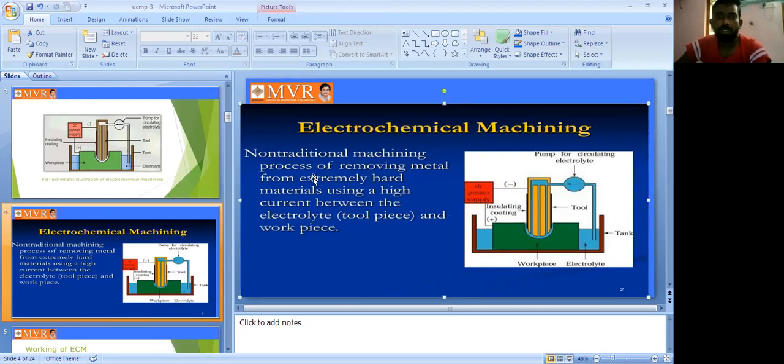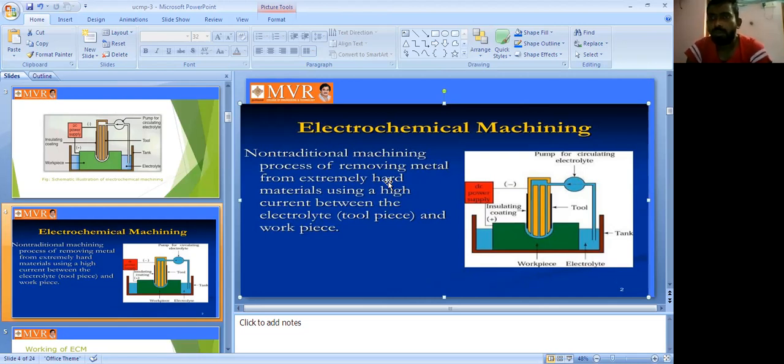It is a non-traditional machining process of removing metal from extremely hard materials using a high current between the electrolyte, tool piece, and the workpiece. Using this high current, we are removing the metal from the workpiece. The second point is that hard and brittle materials are machined by the electrochemical machining process.